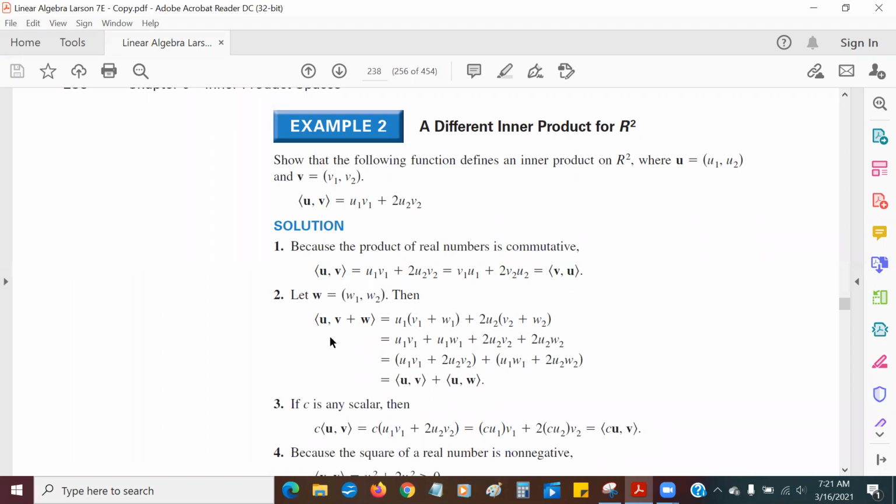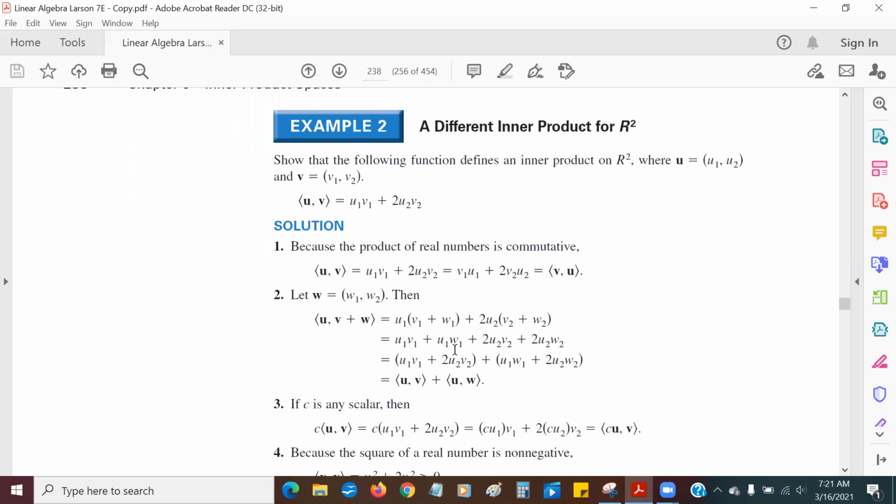That works. Next, u comma v plus w. Well, again, that's u1 times (v1 plus w1), because that's what the right side gives, plus 2 u2 times (v2 plus w2). Now I can sort of distribute things here. These are just real numbers.